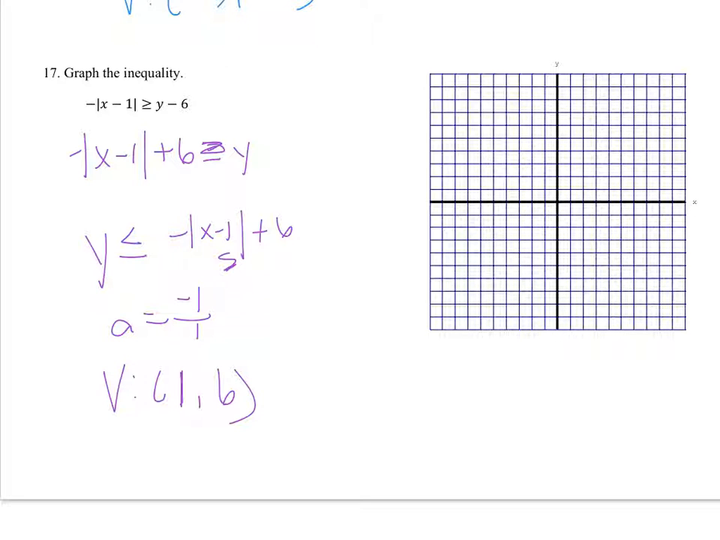So if I plot that first, right 1, up 6, 1, 2, 3, 4, 5, 6. And my slope is down 1 over 1. And then I look at my inequality symbol, and if there's a line underneath, which there is, that means it's or equal to, so it should be solid line. It says y is less than. Y is getting smaller. So that means I shade below the line.